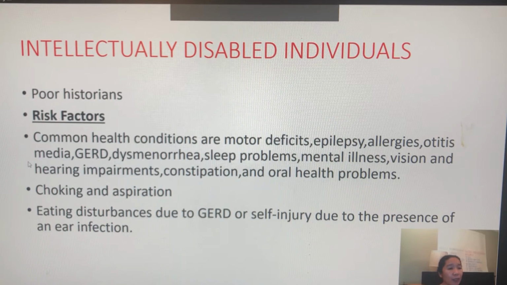They are at high risk for health conditions like motor deficits, epilepsy, allergies, otitis media, GERD, dysmenorrhea, sleep problems, mental illness, vision and hearing impairments, constipation, and oral health problems. These clients tend to eat quickly, so choking and aspiration present a safety risk. Certain conditions can cause changes in behavior. For example, there may be eating disturbances due to GERD or self-injury due to the presence of an ear infection.